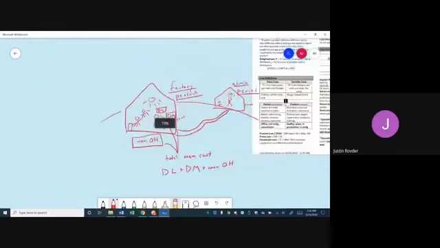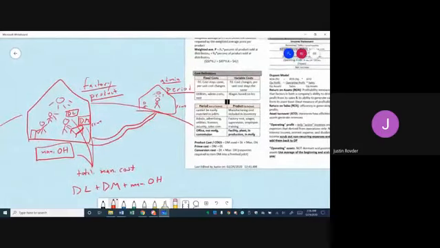So those are all of the costs found within managerial accounting. Again, you have fixed costs and variable costs, and product costs and period costs.